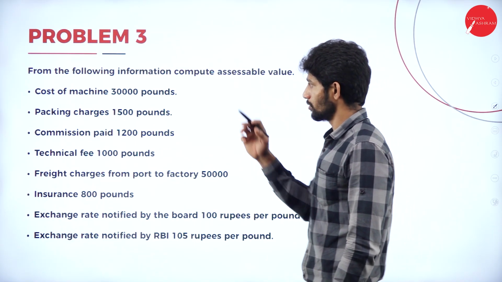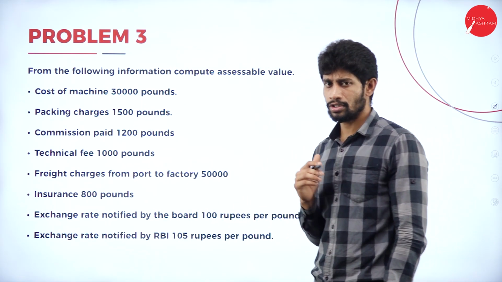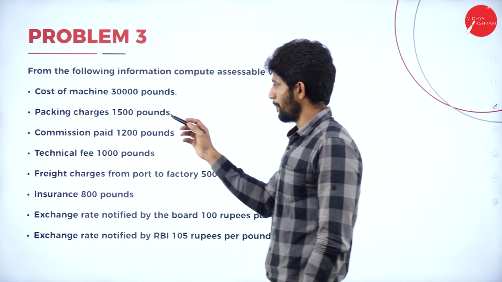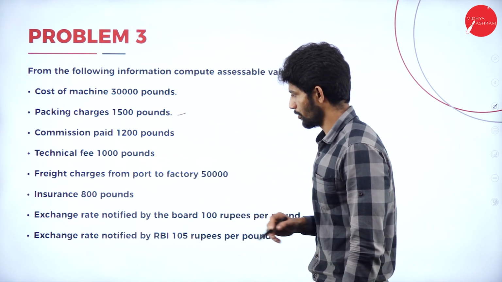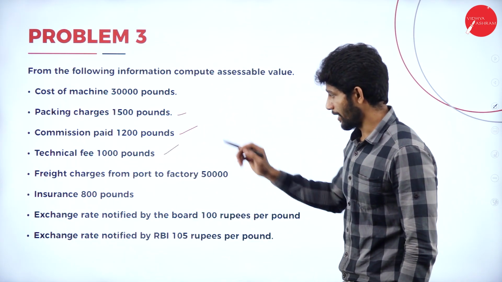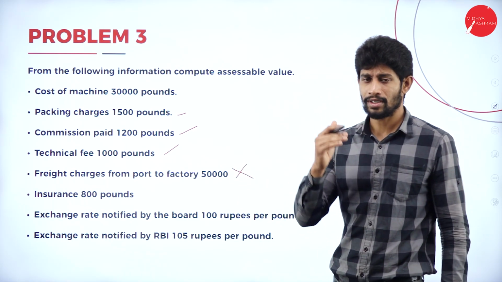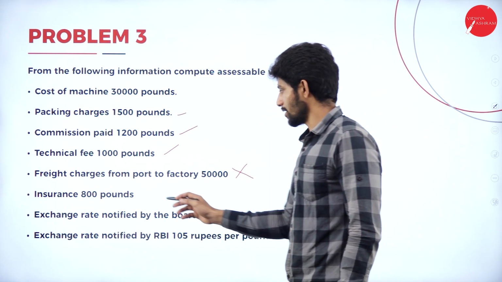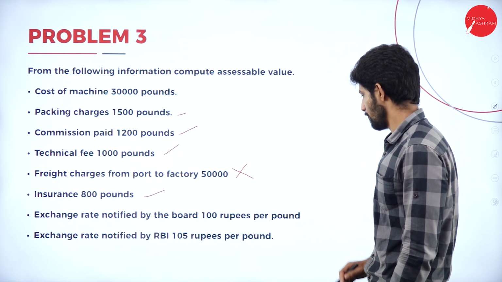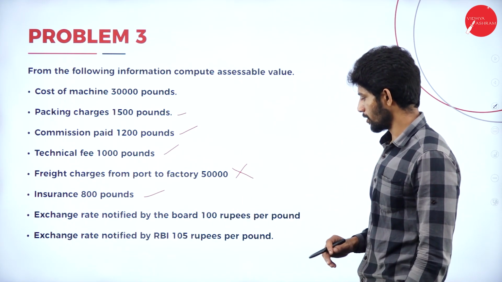Next, moving further to the next problem. From the following information, compute assessable value. Cost of machine 30,000 pounds. Packing charges 1,500 pounds. Commission paid 1,200 pounds. Technical fees 1,000 pounds. Freight charges from port to factory, we are not supposed to consider this because it is incurred from port to factory. Next, insurance 800 pounds. Exchange rate notified by the board 100 rupees per pound and exchange rate notified by the RBI 105 rupees per pound.